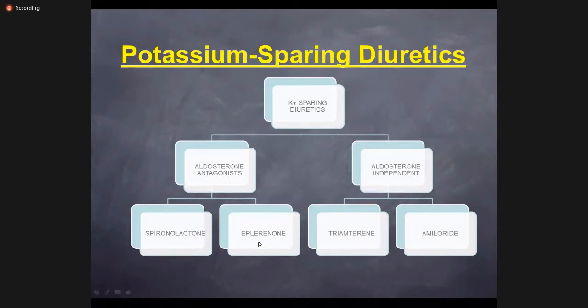How are they going to produce their activity? By inhibiting the activity of aldosterone, right? And aldosterone independent means that for these drugs, like triamterene and amiloride, it doesn't matter whether aldosterone is present or not, right? So triamterene, without the presence of aldosterone, independently produces its activity by just blocking sodium channels in the collecting ducts, triamterene and amiloride. Clear?